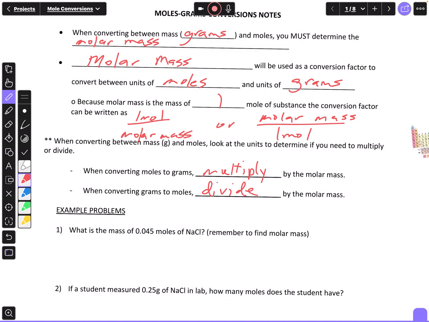So I look at it as if I'm going moles to grams, I'm going moles are smaller than grams. I'm going from mini to grande. I have to multiply. And if I'm going grams to moles, I'm going, grams are bigger than moles. I'm going from grande to mini. How do I do that? I divide by the molar mass.